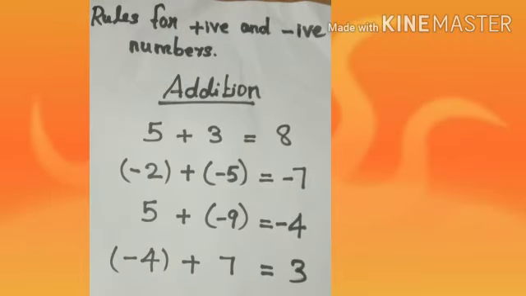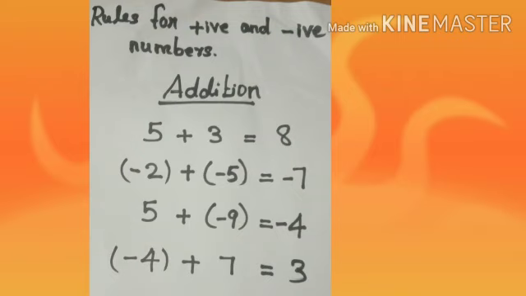Next, rules of addition, subtraction, multiplication and division of positive and negative numbers. First, we can start with addition. In addition, if both signs are positive, then the result will be positive. For example, 5 plus 3 is equal to 8, where 5 and 3 are positive integers. If we add these two positive integers, we will get the result plus 8, which means positive 8.